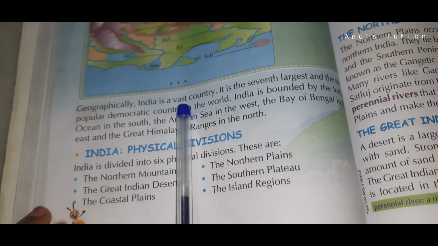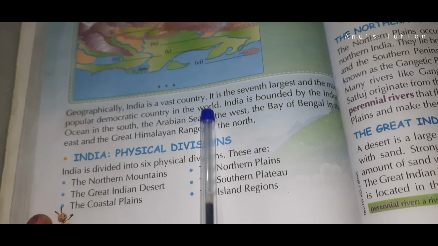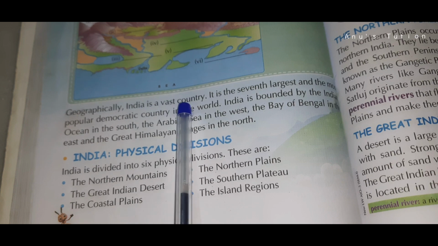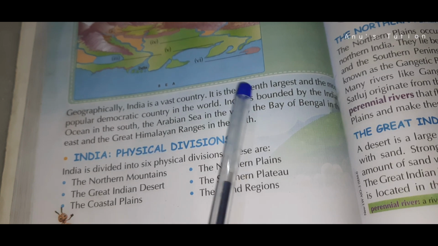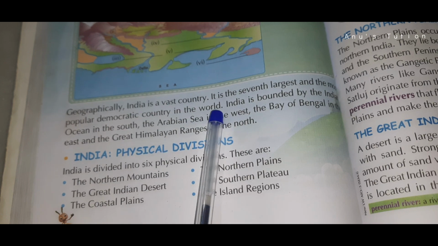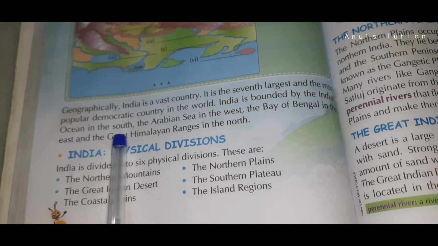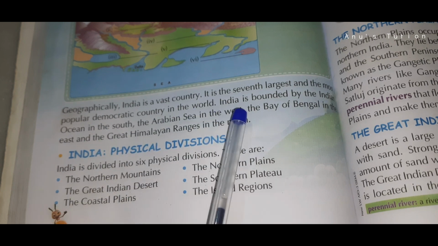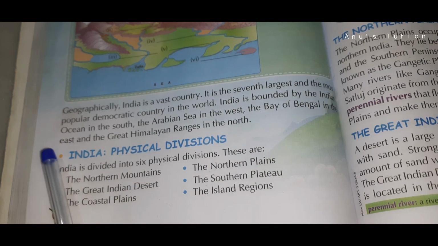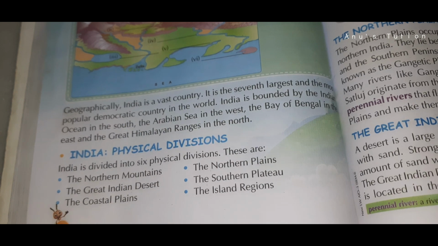Geographically, India is a vast country. It is the 7th largest and the most populous democratic country in the world. It is bounded by the Indian Ocean in the south, the Arabian Sea in the west, the Bay of Bengal in the east, and the Great Himalayan ranges in the north.